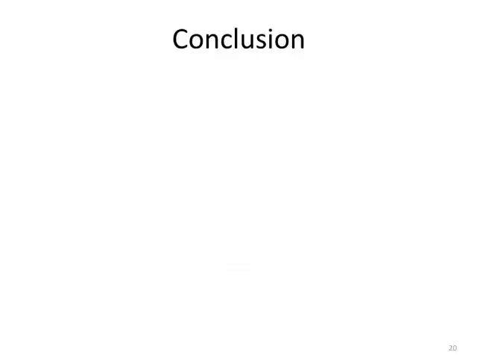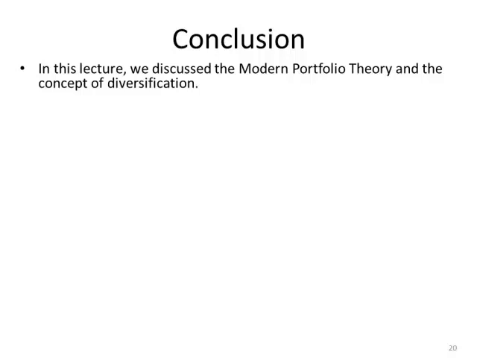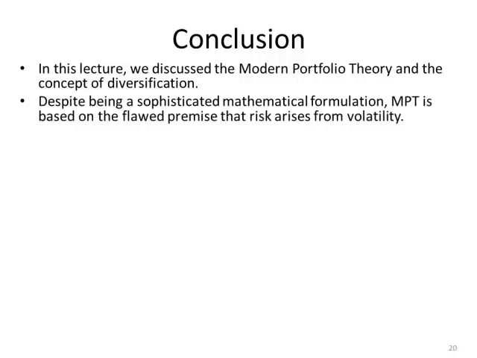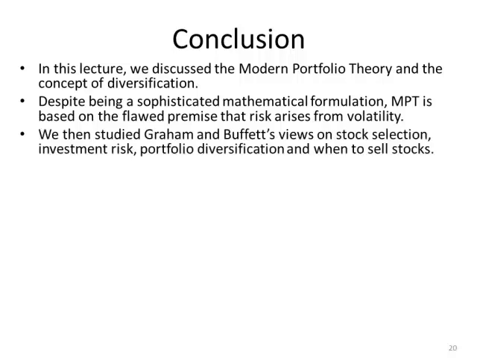Conclusion. So this now brings us to the conclusion of this lecture. In this lecture, we discussed the modern portfolio theory and the concept of diversification. And despite being a sophisticated mathematical formulation, MPT is based on the flawed premise that risk arises from volatility. So once we looked at MPT and some of its flaws, we then studied Graham and Buffett's views on stock selection, investment risk, portfolio diversification, and when to sell stocks.